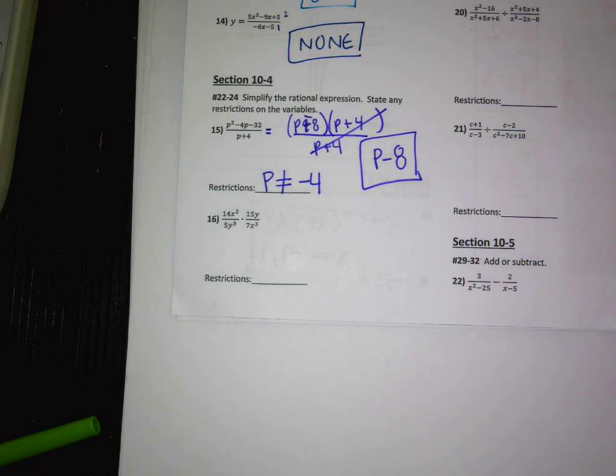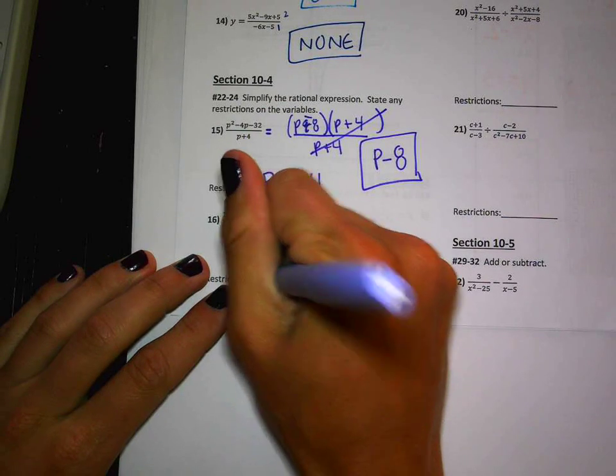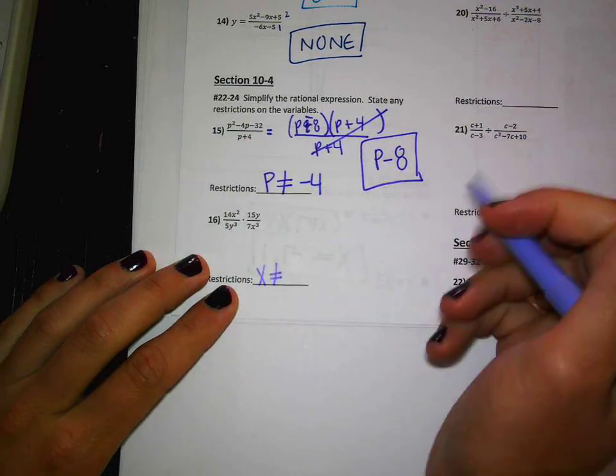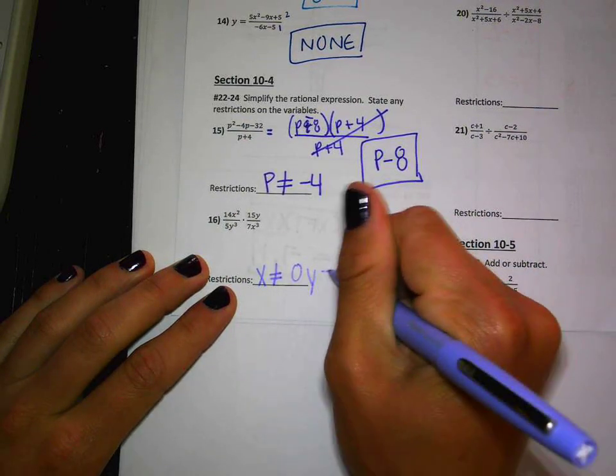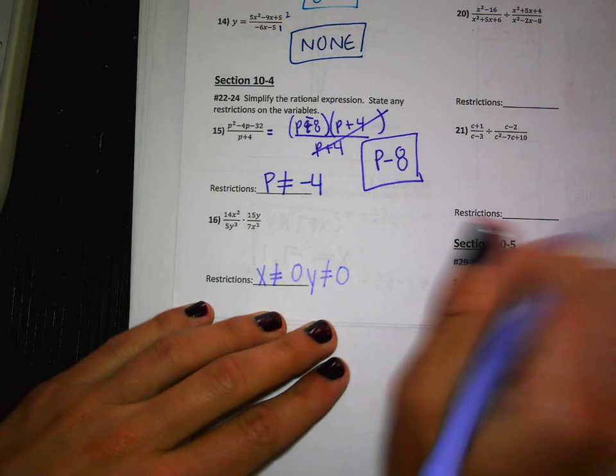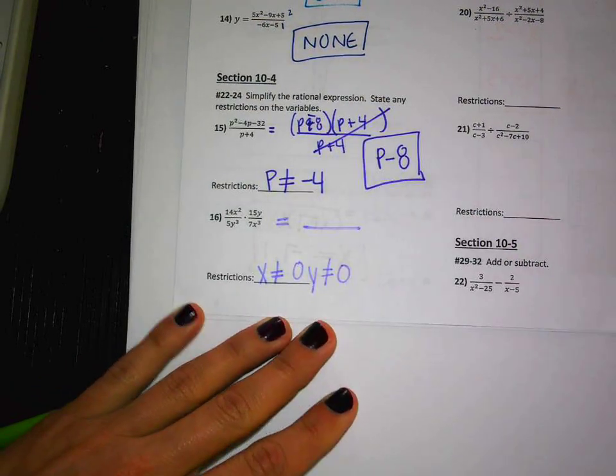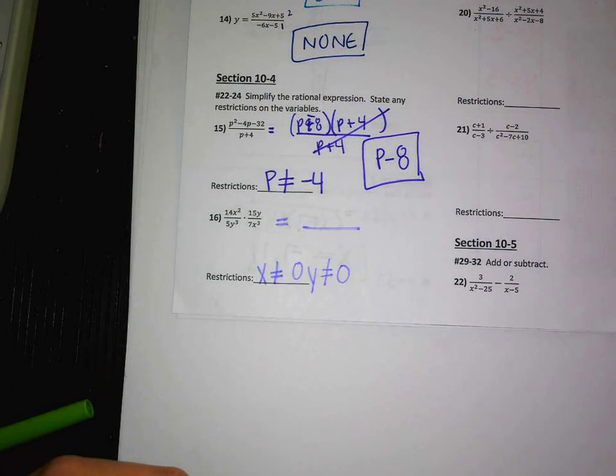All right, go to 16. On 16, you can't factor this one, but we still are going to have restrictions. What can x never be? 0. And what can y never be? 0.